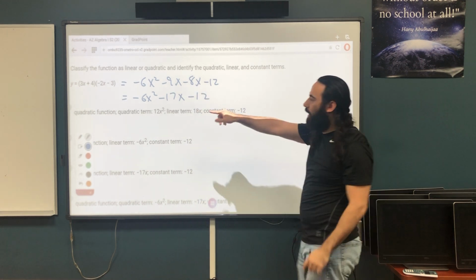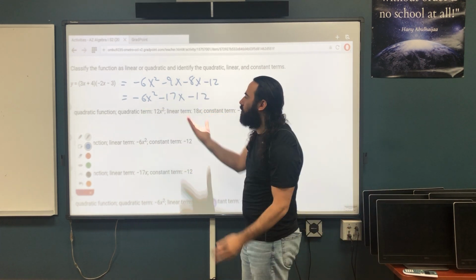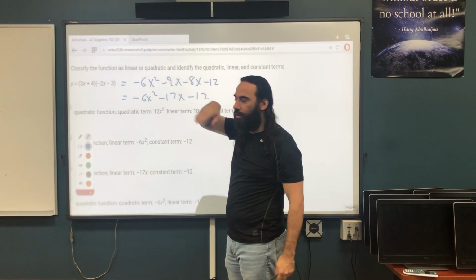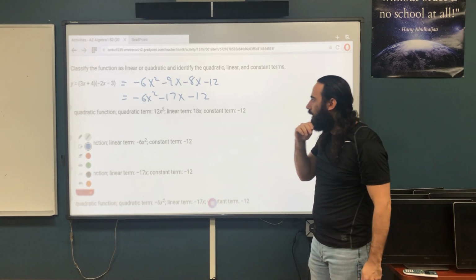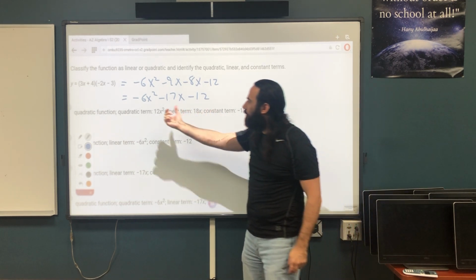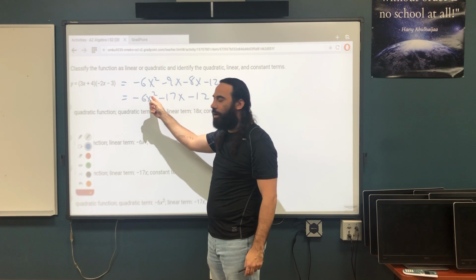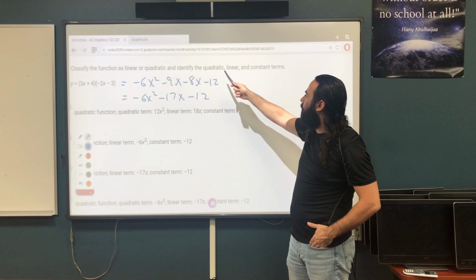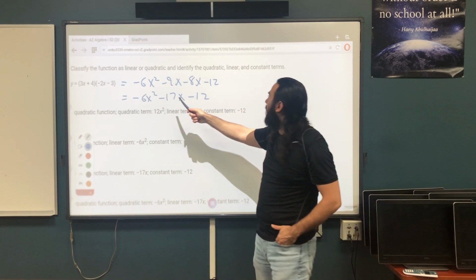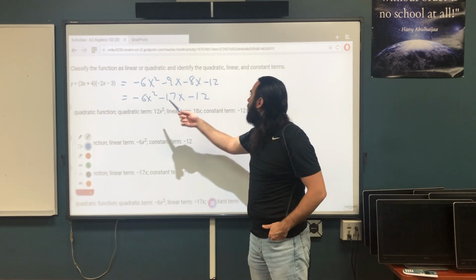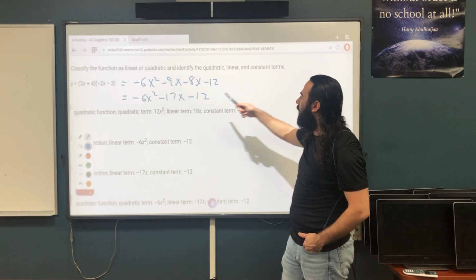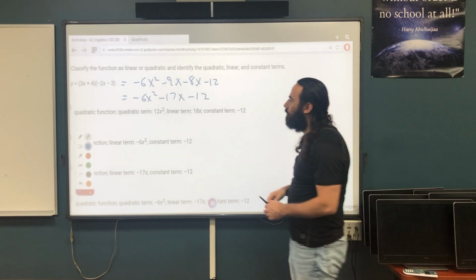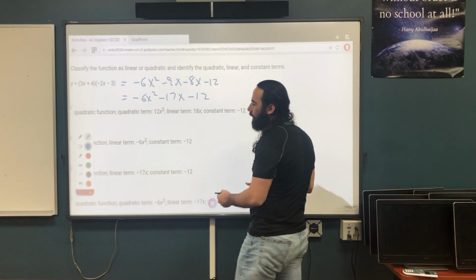As you can see, because we have the squared left, it's going to be a quadratic function. Because we have the square, that's the highest exponent. And of course, the first term, because it's the squared, we call it the quadratic term, the one that he wants. The -17x without the squared is going to be the linear term, and the last one, the -12, is going to be the constant term. So that is it. So it's a quadratic function.